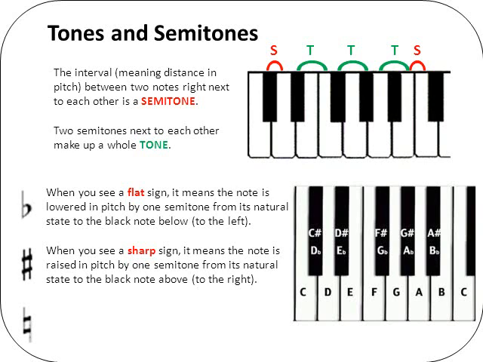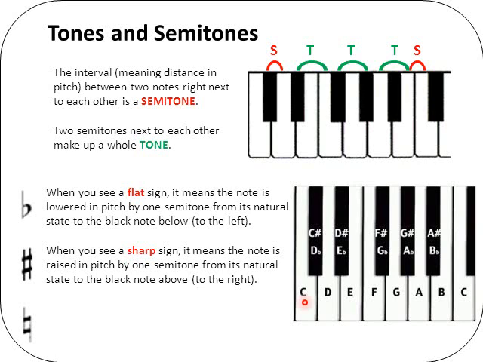You can see then that the black notes have two possible names. F sharp can also be called G flat. The name you use depends on the context, which will be explained in a future video. For now, you'll just have to accept it.